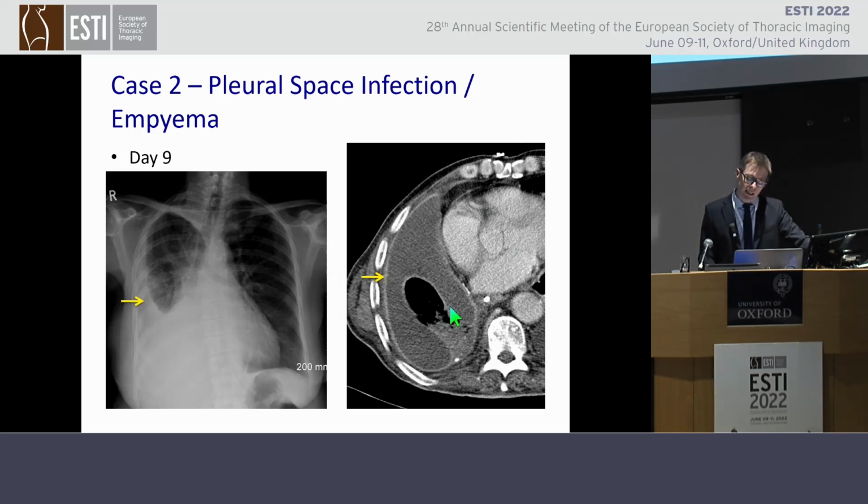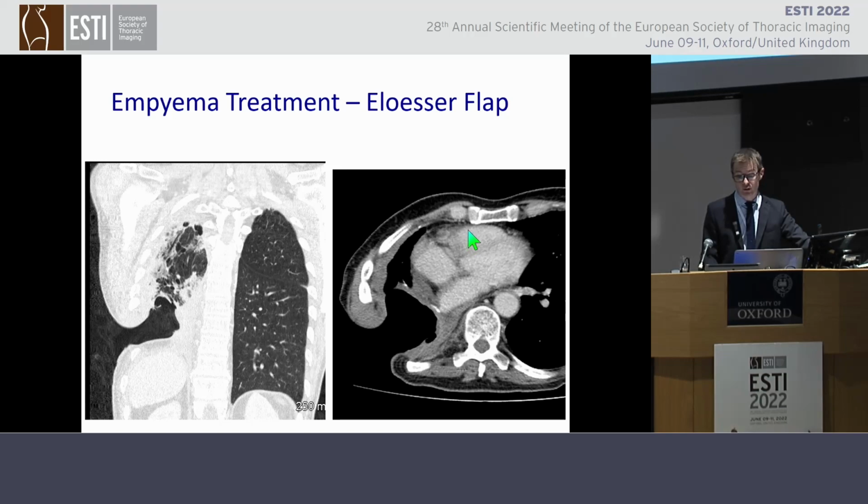And empyemas, when they occur, are often associated with bronchial pleural fistulas. If they're not, it's probably due to surgical contamination at the time of the operation, something our surgeons love us suggesting. And the majority of empyemas can be treated with tube drainage and antibiotics. Occasionally, patients require surgical intervention.